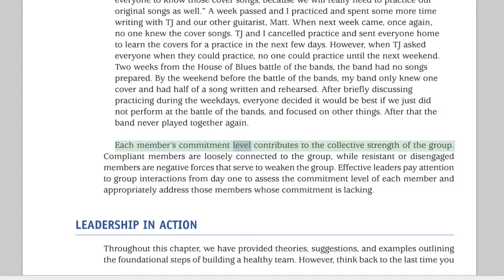Each member's commitment level contributes to the collective strength of the group. Compliant members are loosely connected to the group, while resistant or disengaged members are negative forces that serve to weaken the group. Effective leaders pay attention to group interactions from day one to assess the commitment level of each member, and appropriately address those members whose commitment is lacking.